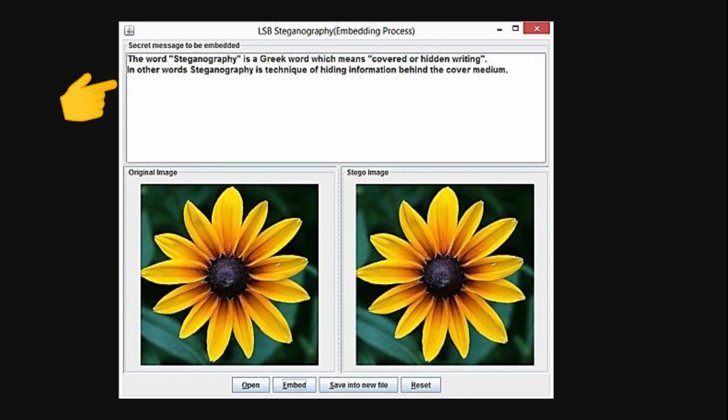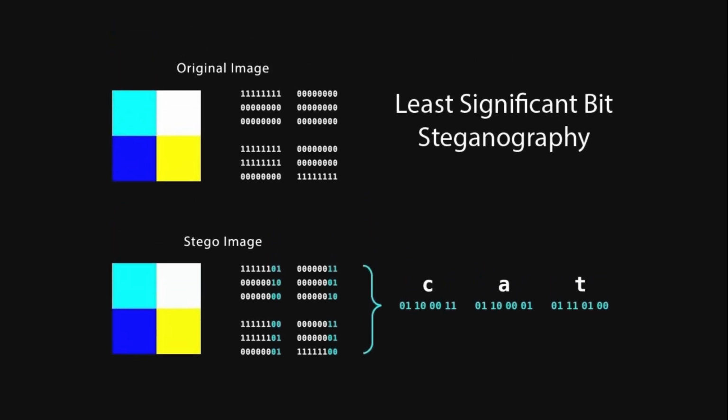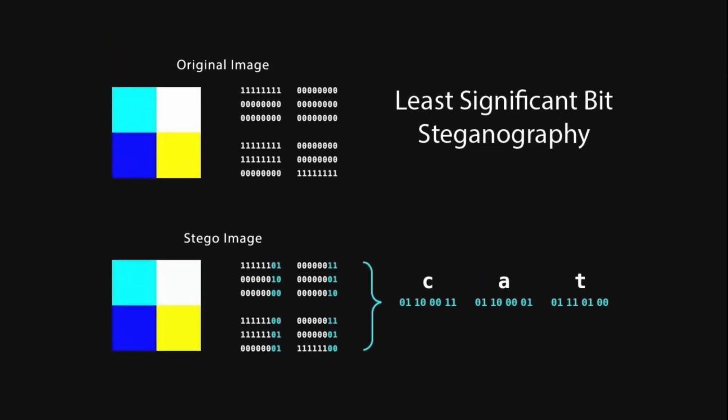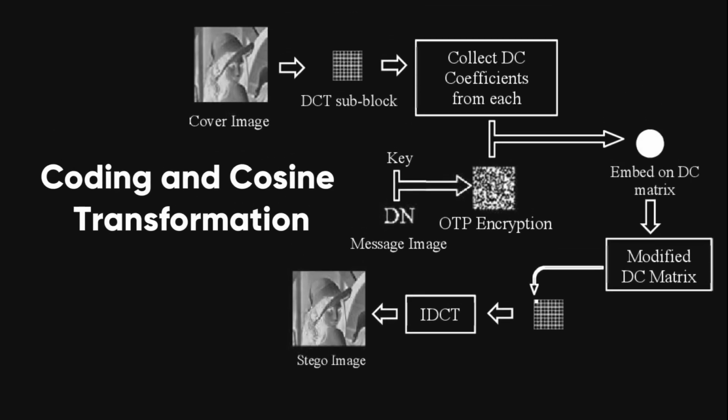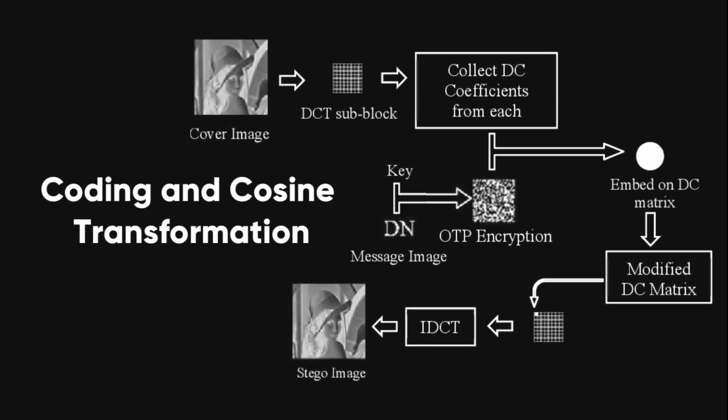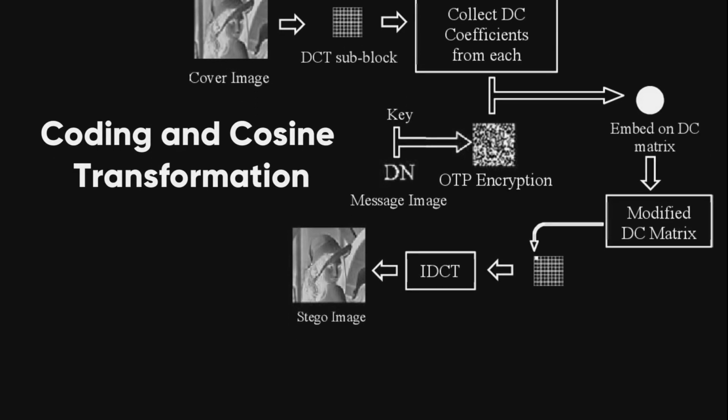Image steganography is one of the most amazing types. It's about hiding secret messages or data inside digital images. There are different methods to do this, like the least significant bit technique. This method hides data in the least significant bit of each pixel in an image. Masking and filtering: here, you manipulate the image's color values to hide the data. Coding and cosine transformation: this technique uses mathematical transformations to embed the data in the image.